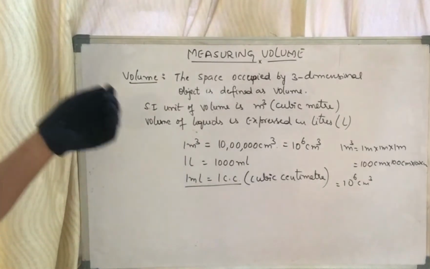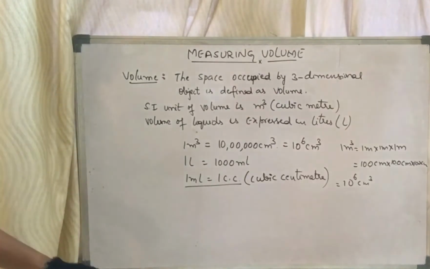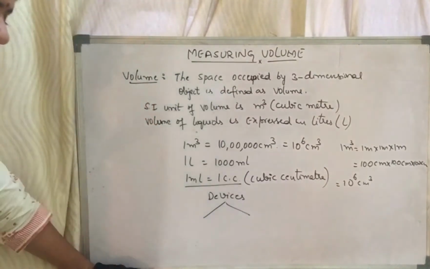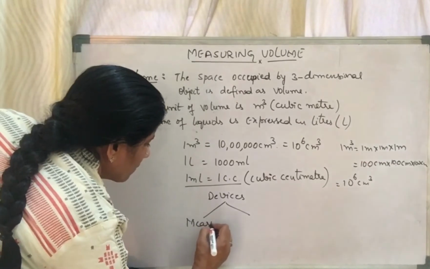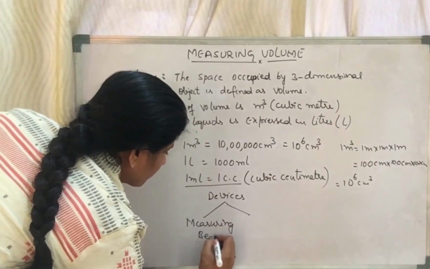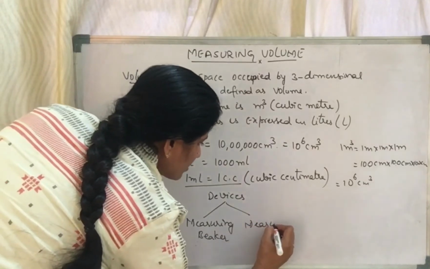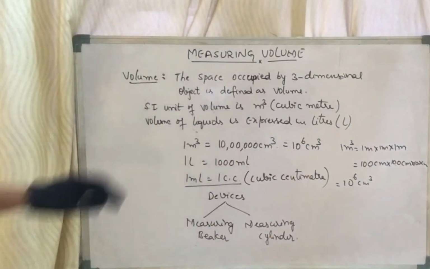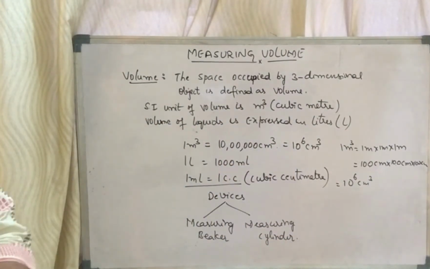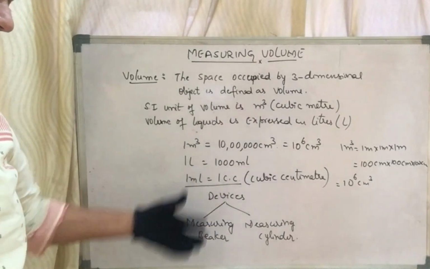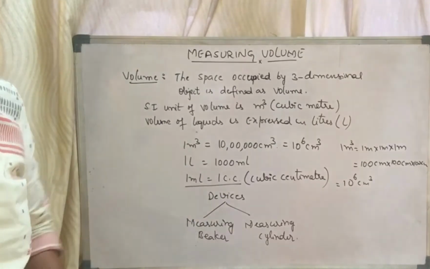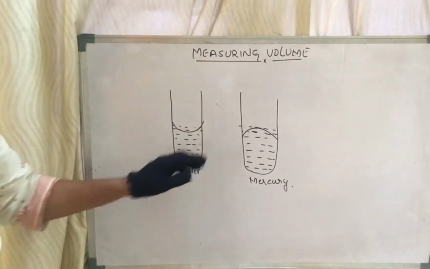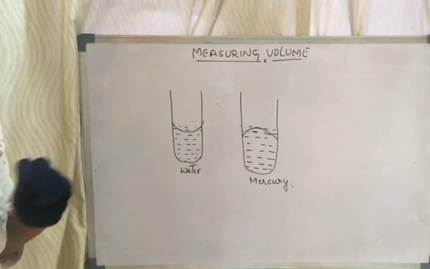Now, children, can you tell me what are the devices we use to measure the volume? We basically have two devices: measuring beaker and measuring cylinder. These are the two devices which are used to measure the volume of liquids. Now how do you measure? Let me tell you in a quick way the exact method to take down the reading. Now we shall see how to measure the volume of the liquid.